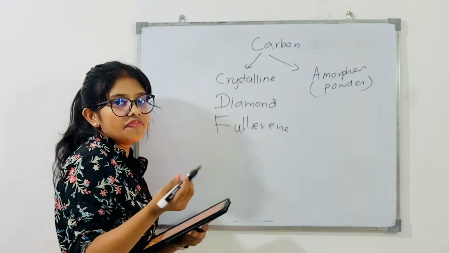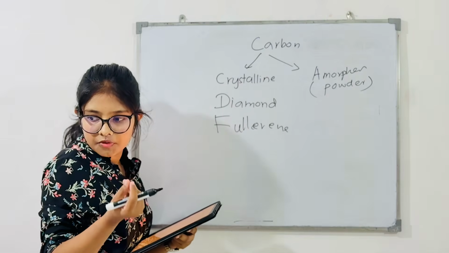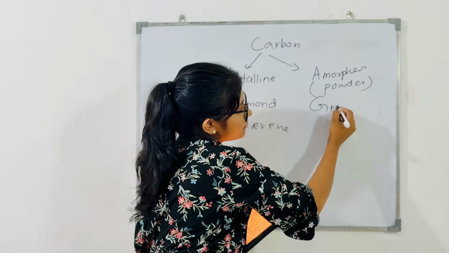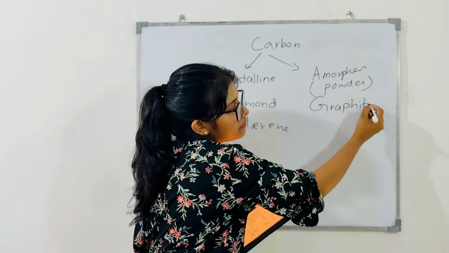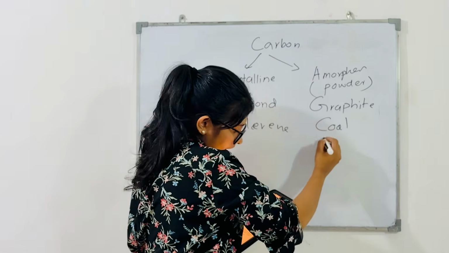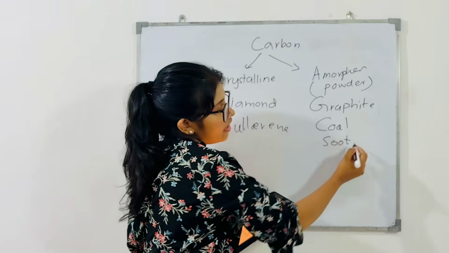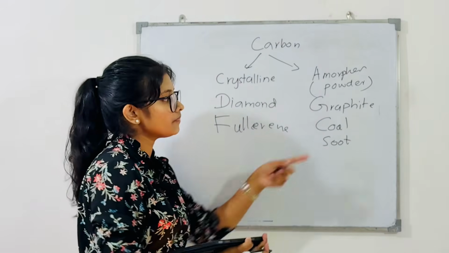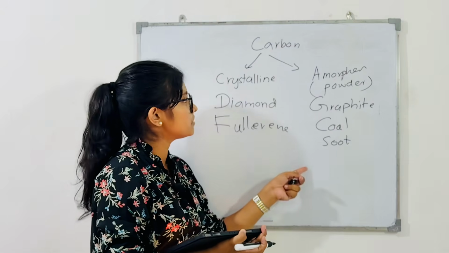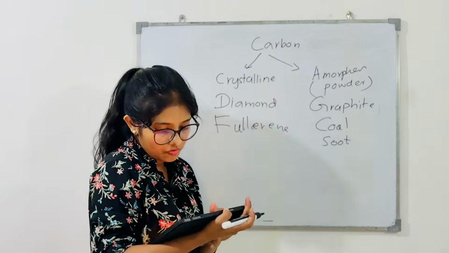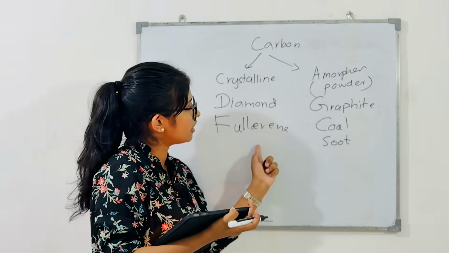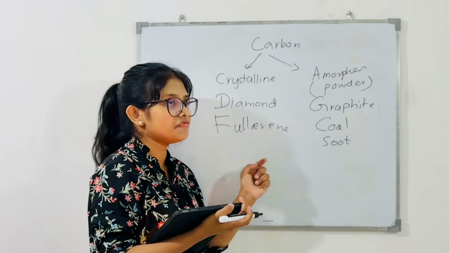And graphite. Graphite means the compound that you find in the tip of your pencil. Graphite, in Sinhala we call it minidan. Graphite, coal, and soot are the powdered forms or the amorphous forms, and those are the crystalline forms. Okay. So the answer should be the first one, which contains both diamond and fullerene.